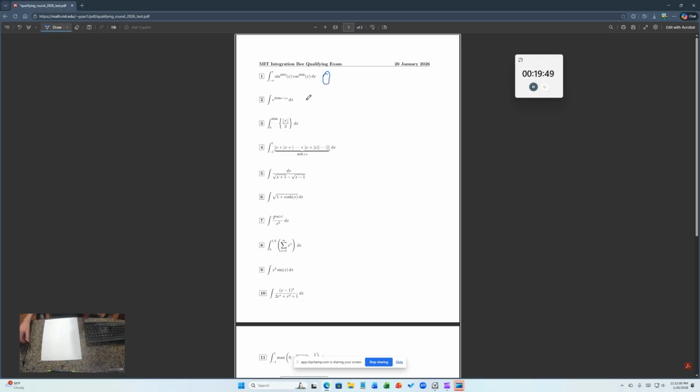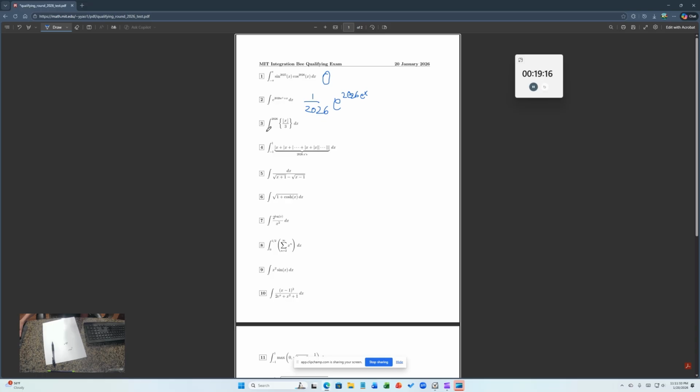Okay, for this one, you can just use the substitution u equals e to the x, then you get e to the 2026 u, and that's just 1 over 2026 e to the 2026 u. So that's just 1 over 2026 e to the 2026 x. Sorry if my writing's a bit bad because I'm literally using my mouse here.